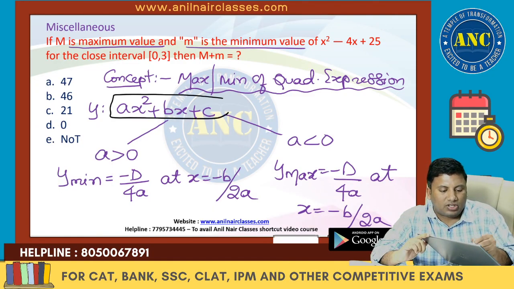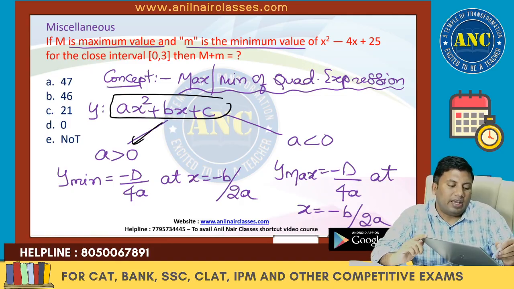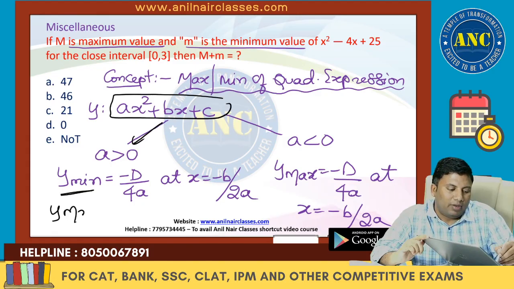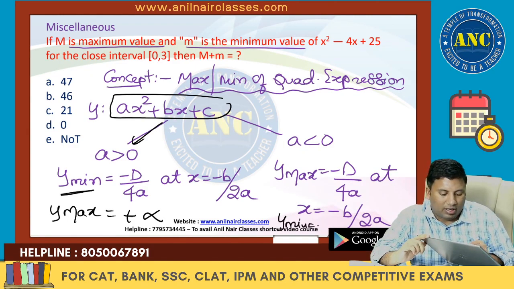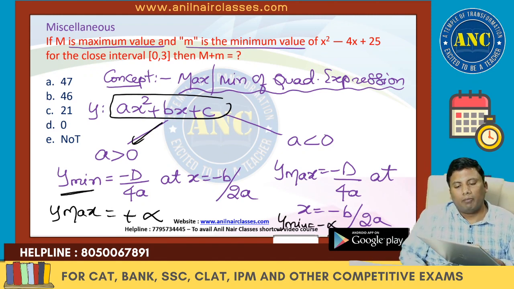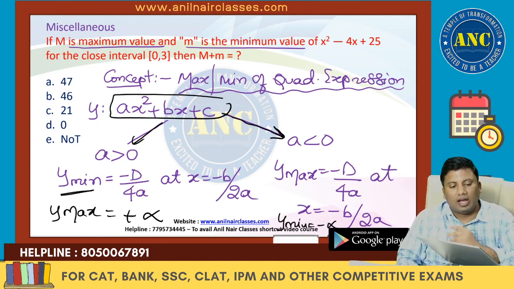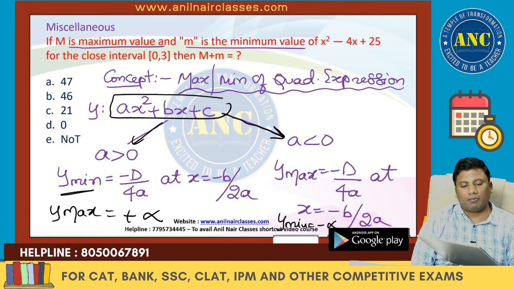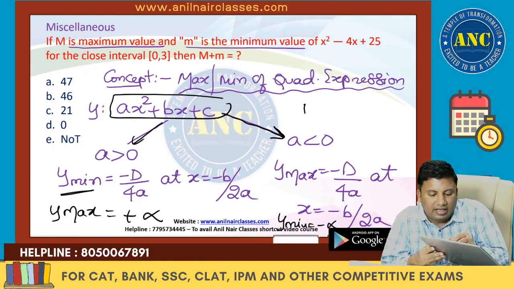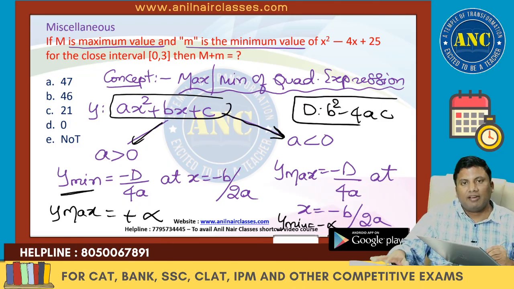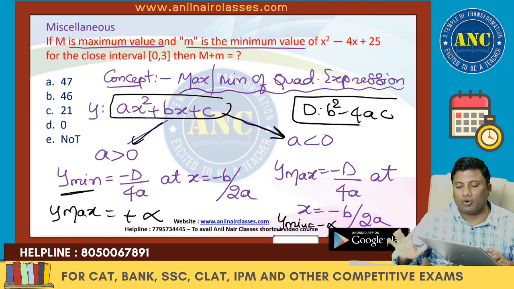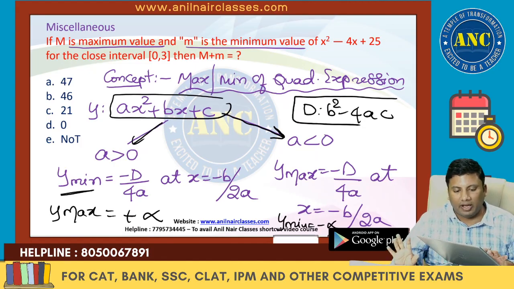Extremely important point, please write down. A quadratic expression can take a minimum value or a maximum value. For a greater than 0, y maximum is nothing but plus infinity. For a less than 0, y minimum is nothing but minus infinity. Y minimum is minus D by 4a at x equivalent to minus b by 2a. What is D? D is b square minus 4ac. Please go back and see maxima and minima for a quadratic expression, to understand how you got this proof. I hope it is clear.